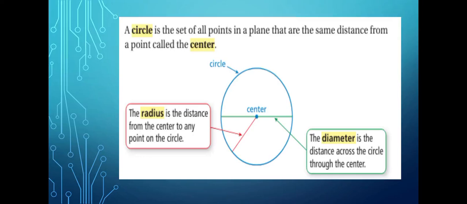So I'm back with you guys with another video, and it's related to the area of a circle. We were done with the circumference. Now we're doing the area of a circle. A circle is a set of all the points in a plane that are the same distance from a point called the center. The radius is the distance from the center to any point on the circle. The diameter is the distance across the circle through the center. We have already learned about this in detail, so I just wanted to recap these things.